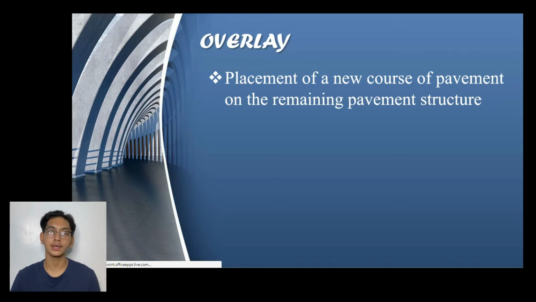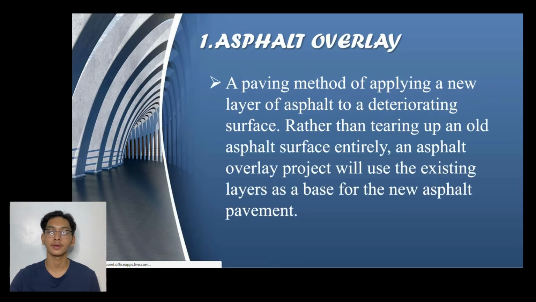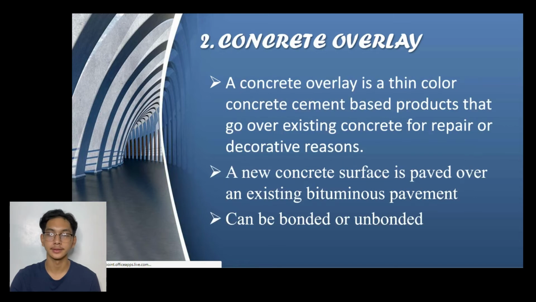Now the first technique is the overlay. It is the placement of a new course of pavement on the remaining pavement structure. One of these is the asphalt overlay, a paving method of applying a new layer of asphalt to a deteriorating surface, rather than tearing up an old asphalt surface entirely. An asphalt overlay project will use the existing layers as a base for the new asphalt pavement.